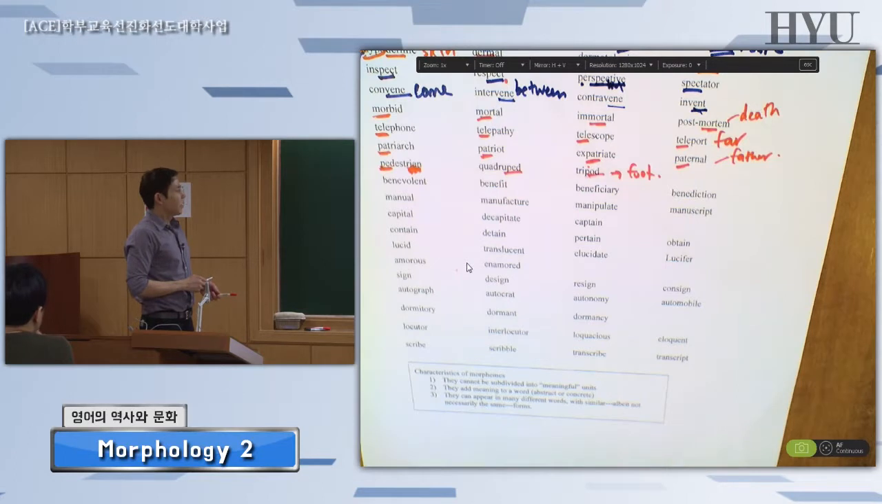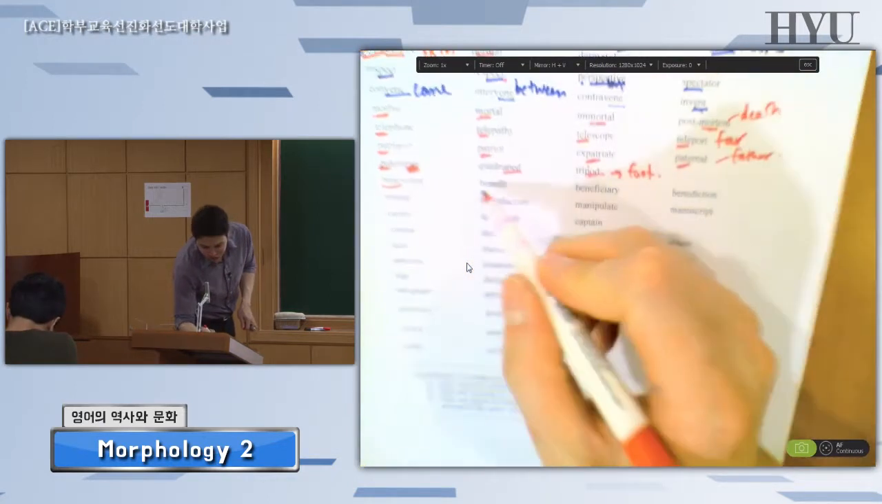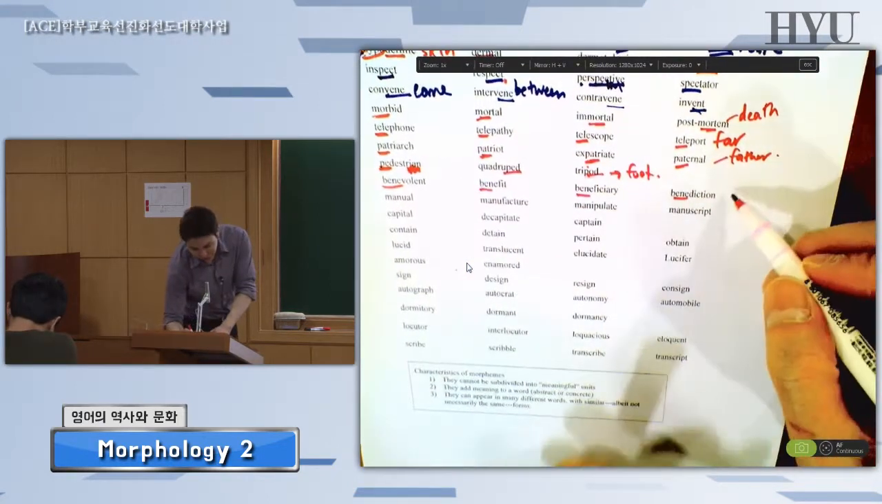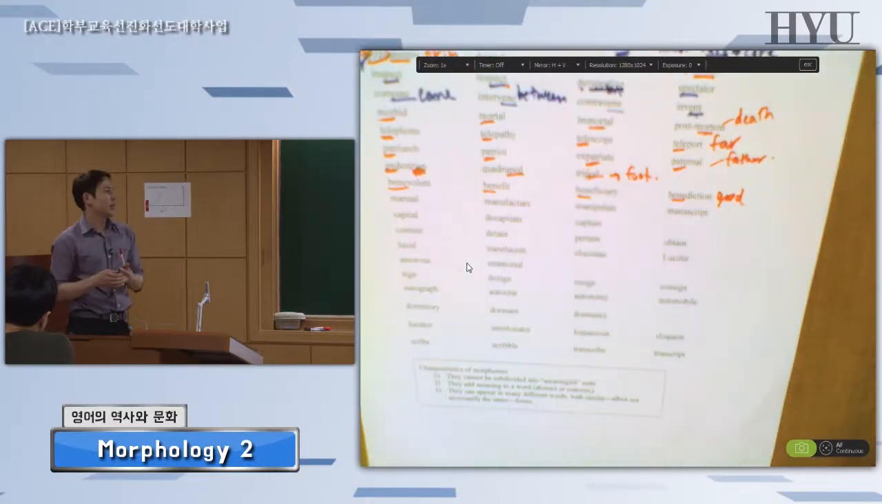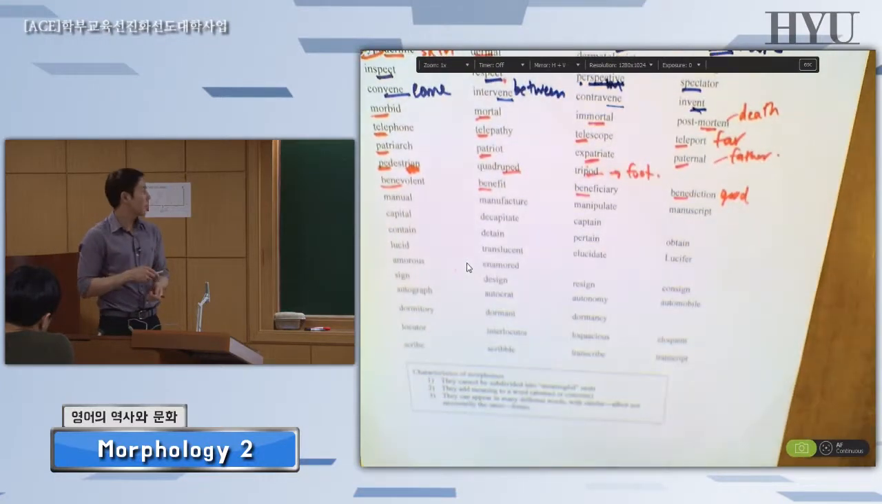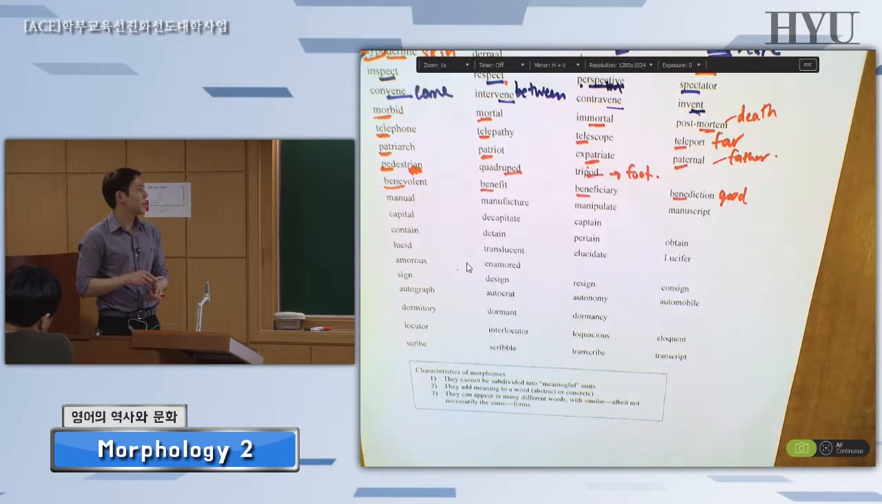Next one, you see bene, bene, bene, bene. So bene is good. From Latin root, so it means good. So whenever you see the word bene, it means good always. Okay.